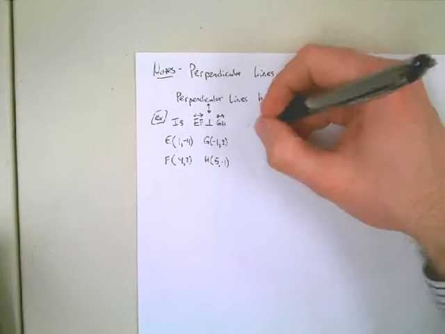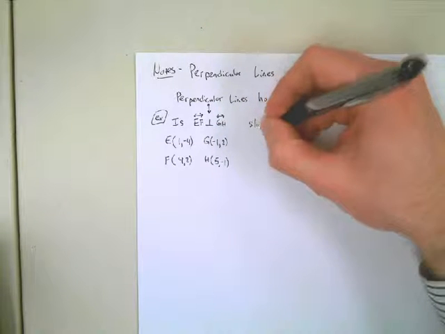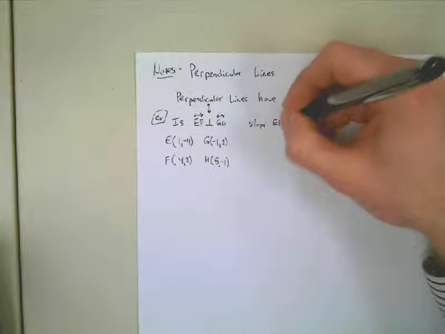So slope of line EF. Okay, let's find that one first.